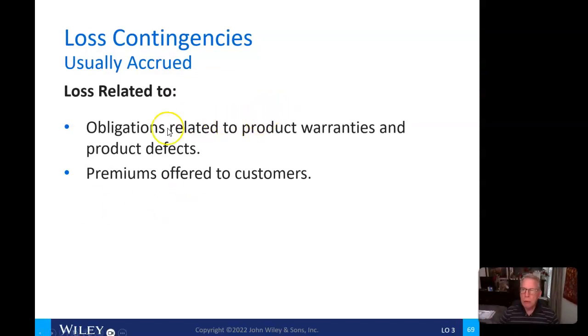Okay, so obligations related to product warranties and product defects are most probable that they're going to be accrued. So we're going to usually accrue that, and any premiums offered to customers, we're going to usually accrue that as well, that loss.